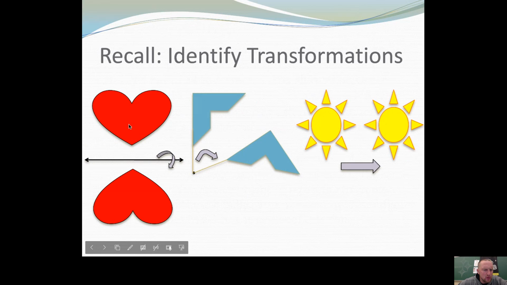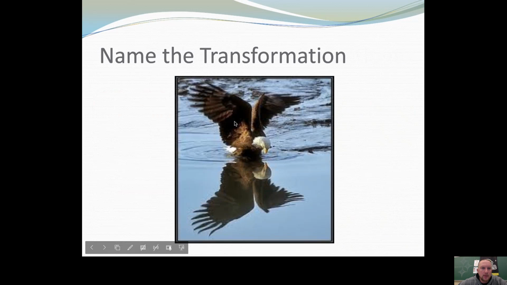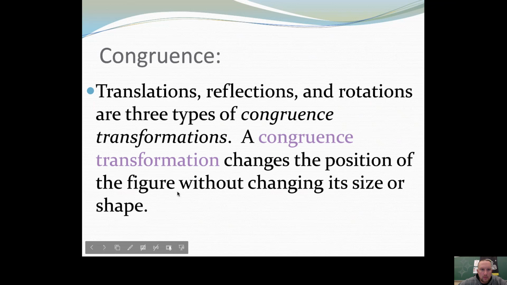So here's just a little review. This is what the reflection looks like. This is the rotation, and this is the translation. Name this transformation. This would be a reflection. Translations, reflections, and rotations are three types of congruence transformations. A congruence transformation changes the position of the figure without changing its size or shape.